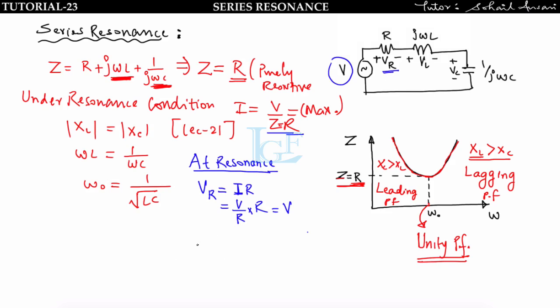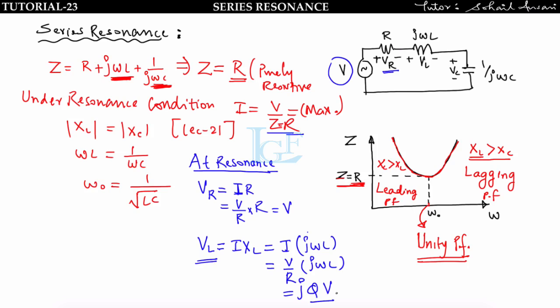Okay, now tell me, what is the voltage drop across the inductor at resonance? VL is equal to I into XL, that is I into j omega L. And at resonance we know that current is maximum and impedance is minimum, which is equal to resistance. So I is equal to V upon R, into j omega L. Now we know that omega L upon R is nothing but quality factor, which we derived in the previous slide. So finally I will get j Q V. So the voltage across the inductor is nothing but the product of quality factor multiplied by supply voltage.